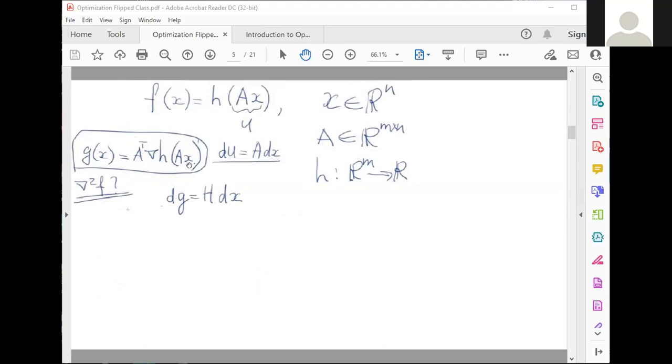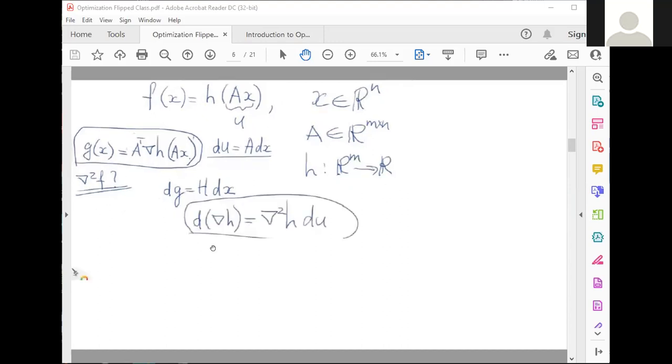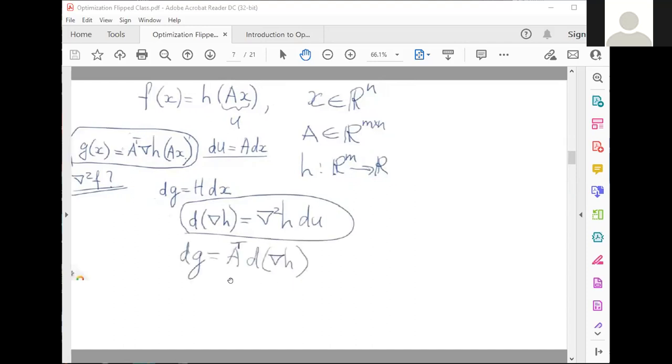And now I want to derive a formula for the Hessian. For this, I am asking a question. If I give an increment, the differential dx to x, what will be the differential of this vector function? How can I develop it? Okay, I will just start to make your life easier. If I succeed in developing this differential, I know the formula from my lecture: the differential of the gradient is the Hessian multiplied by dx. So automatically I discover what my Hessian is.